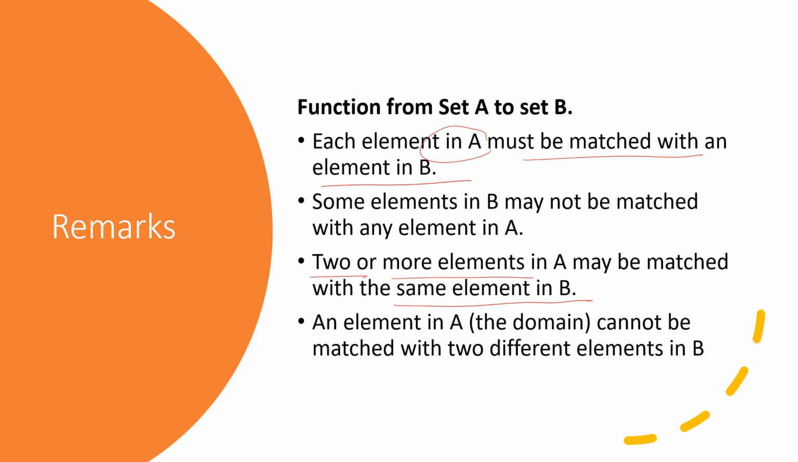Now, how about this one? An element in A in the domain cannot be matched with two different elements in B. So these are the important things to remember for us to say that a relation or a set of ordered pairs is a function.